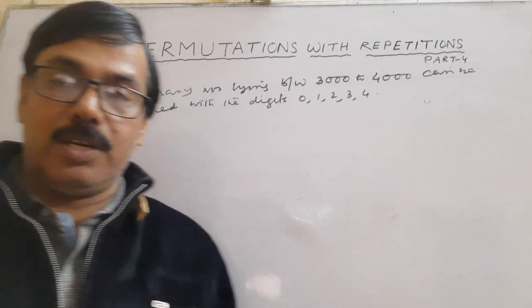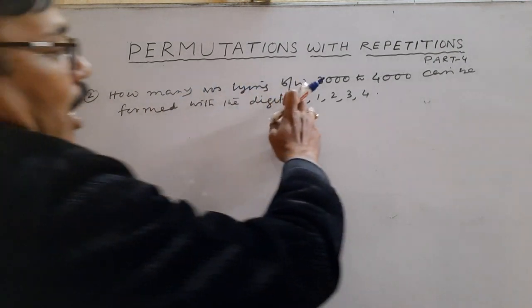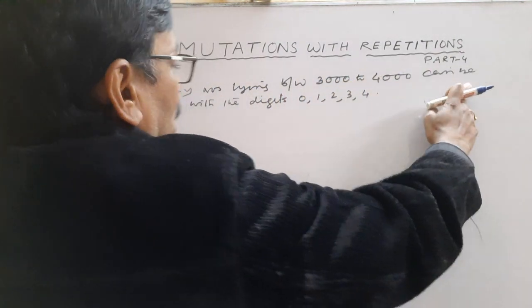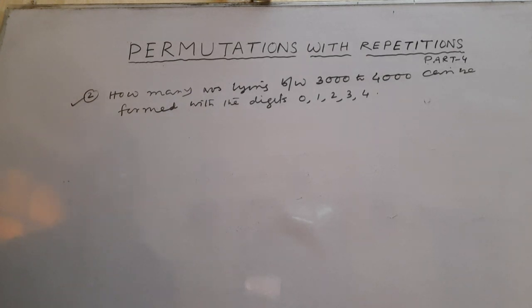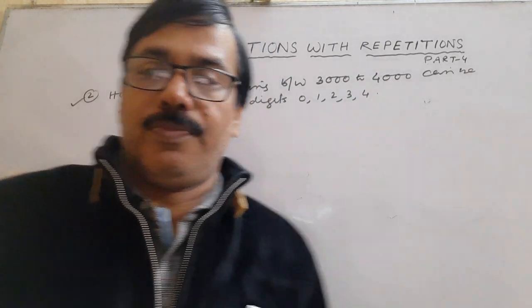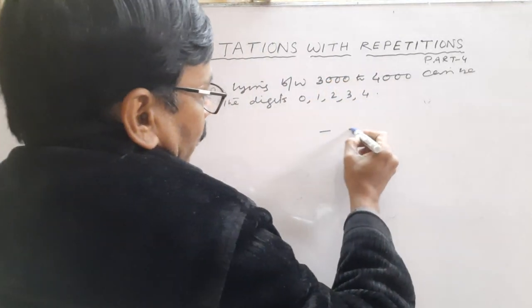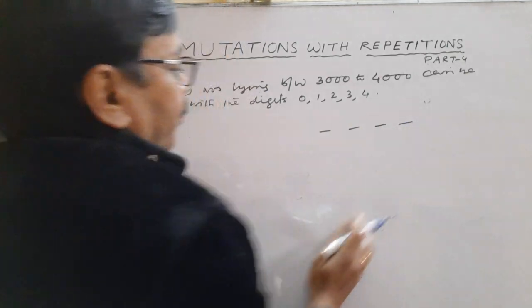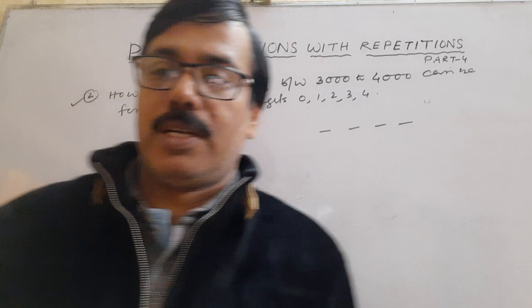Now we consider one more problem. How many numbers lying between 3000 to 4000 can be formed with the digits 0, 1, 2, 3, 4? Look, so how many gaps? 4 gaps.